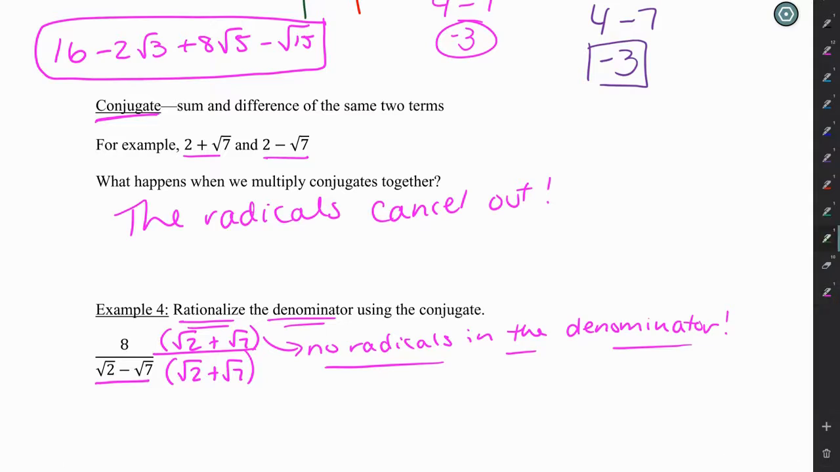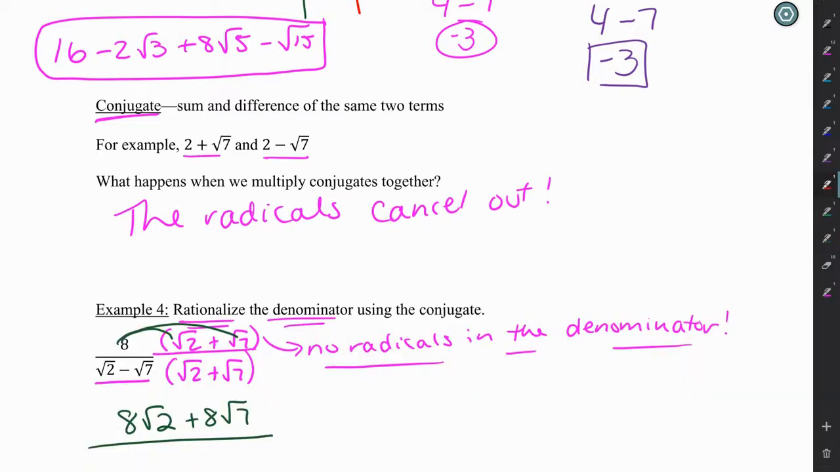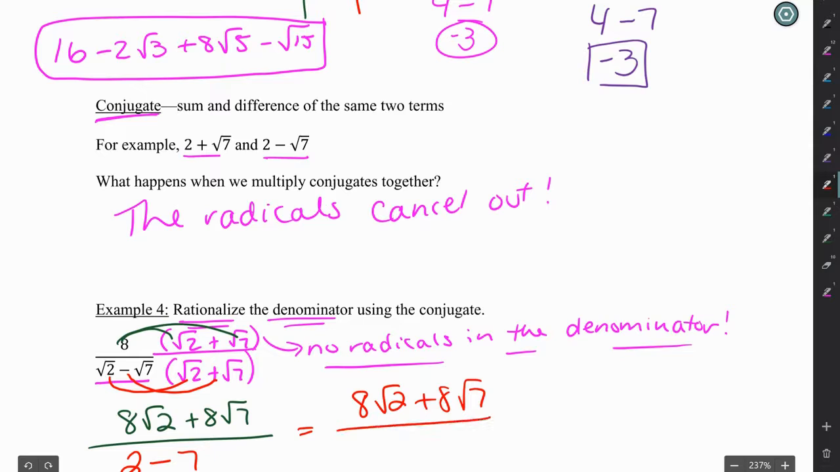So I'll start by distributing the top. So 8 times root 2 is just 8 root 2, and then plus 8 root 7. And then for the bottom, they're conjugates, so we can use the first last shortcut. Root 2 times root 2 is just 2. A negative times a positive is a negative. Root 7 times root 7 is 7. So the top stays 8 root 2 plus 8 root 7. The bottom becomes negative 5.